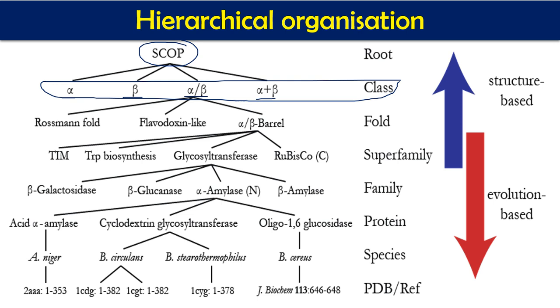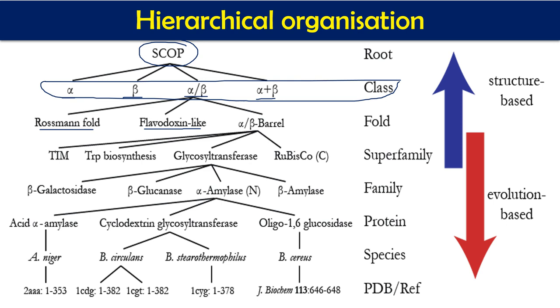In each class we have many folds. Here I am not talking about all the classes. I am going to show you only one class, alpha or beta, where three important folds are shown: Rossmann fold, flavodoxin-like, and alpha beta barrel. In each fold we have many superfamilies. Like in alpha beta barrel we have many superfamilies like TIM barrel, TRP biosynthesis, glycosyl transferase, Rubisco. These are superfamilies. In each superfamily we have many families, in a family we have many proteins, and these proteins come from many species, and then we have many specific proteins.